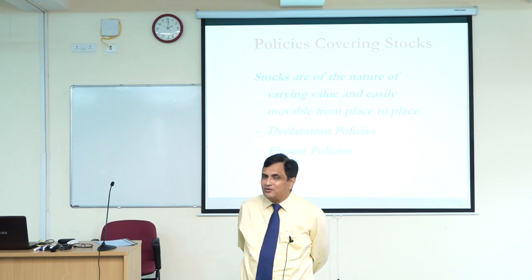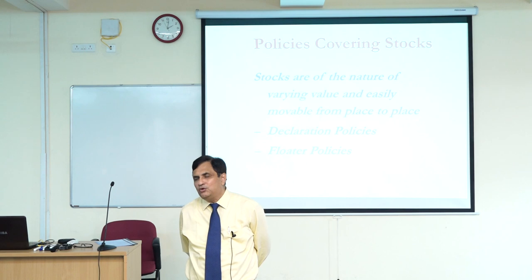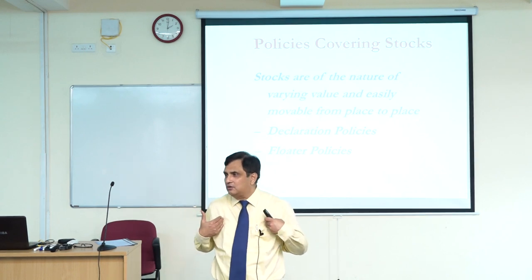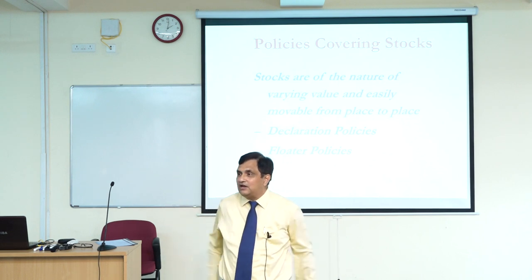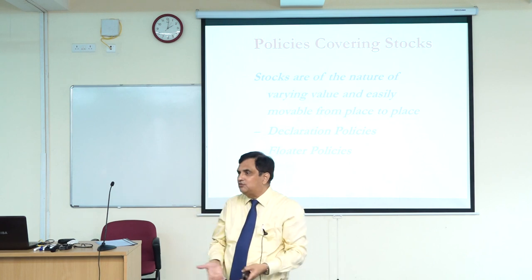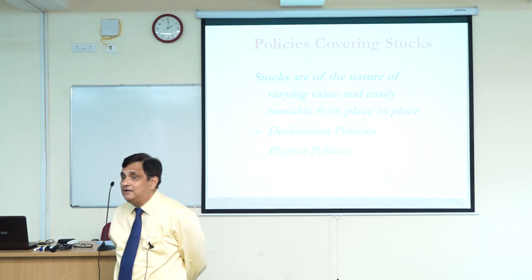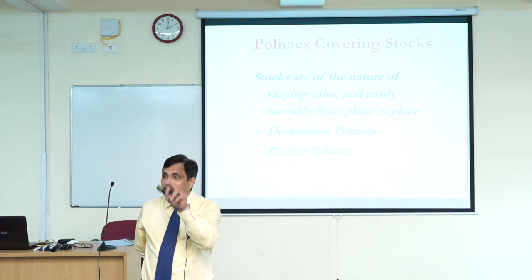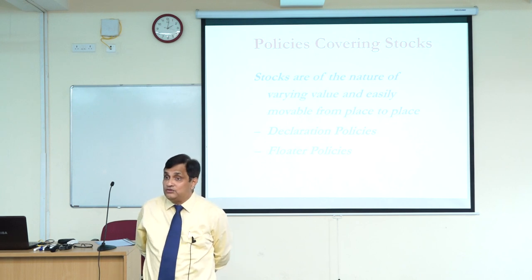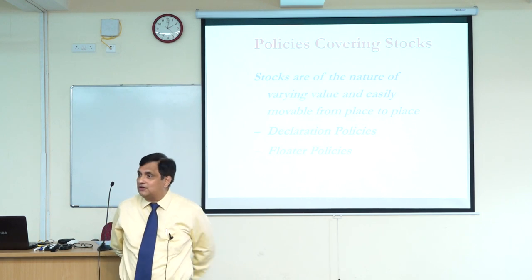You would have come across family floater in health policy. What do you do in a family floater in health policy? If I have a family of four, all of us are covered under one sum insured. Similarly, if there are three warehouses, all the three warehouses will be covered under one single sum insured. Please understand that fire insurance is a location-specific policy. You are supposed to give the address of every location. You are supposed to give sum insured of every location.